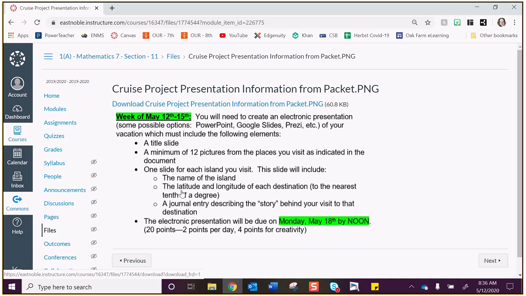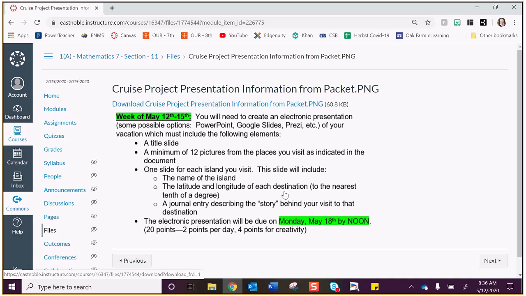We're also going to have you look up the latitude and longitude of each destination. Now I want to remind you, when you look up latitude and longitude, you get a decimal that goes out to, I think, about the 10,000th place. We want you to round that to the nearest 10th.